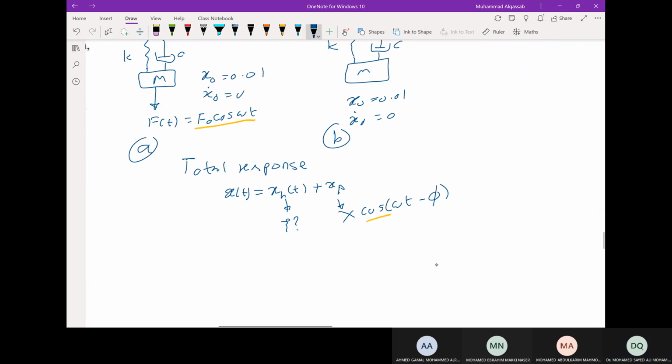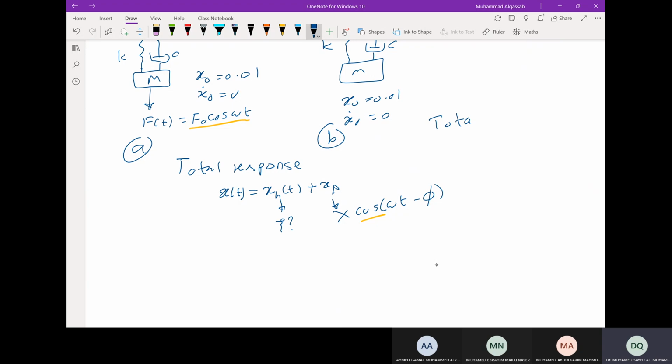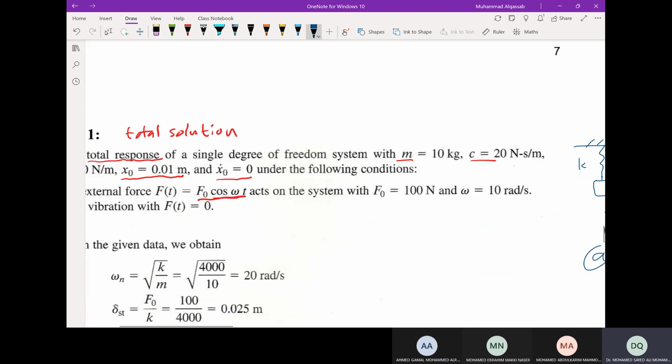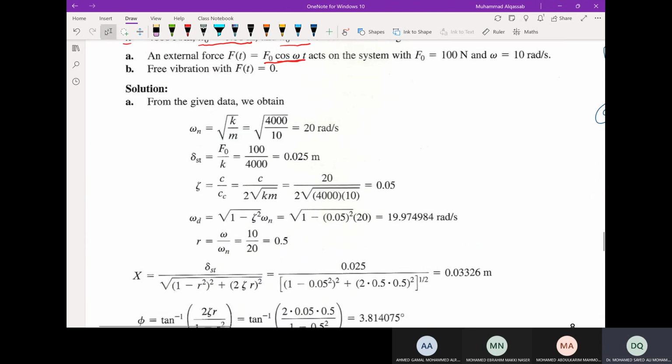Part B, the total solution is only one solution, or total response, is x of t equal to xh of t only. There is no particular solution. And again, this depends on zeta, and zeta is the same because this is the same system. Okay, so this is what we will do. In order to find the homogeneous solution, we need to find how much is zeta.